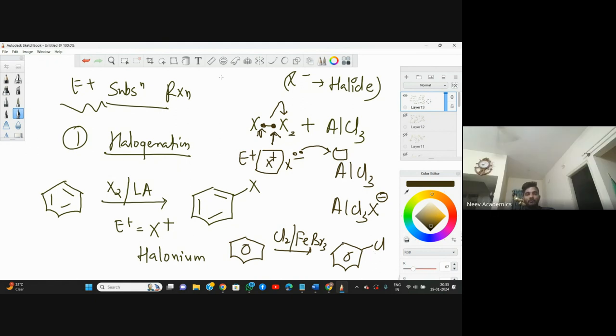Fluorination, actually, we won't write. Why? Because the problem with fluorine is that it is a kind of exceptional molecule having high bond energy. So here this bond is actually going to break. The problem is the fluorine bond, the F-F bond, is not easy to break. We can break it, but we have to spend a lot of energy.